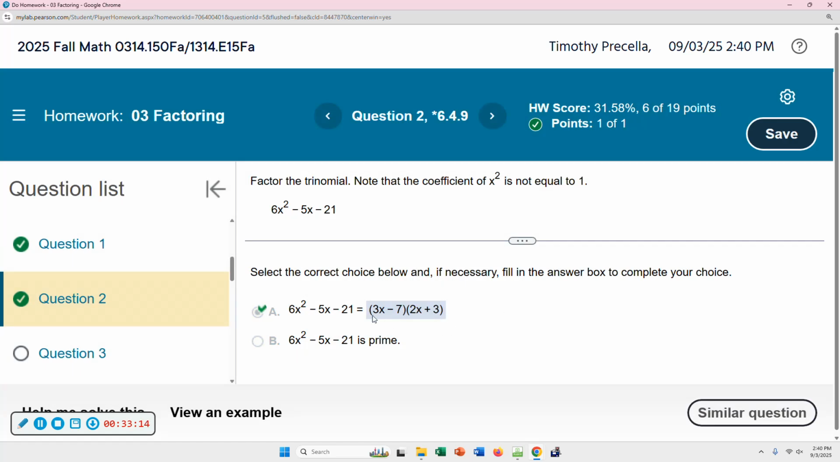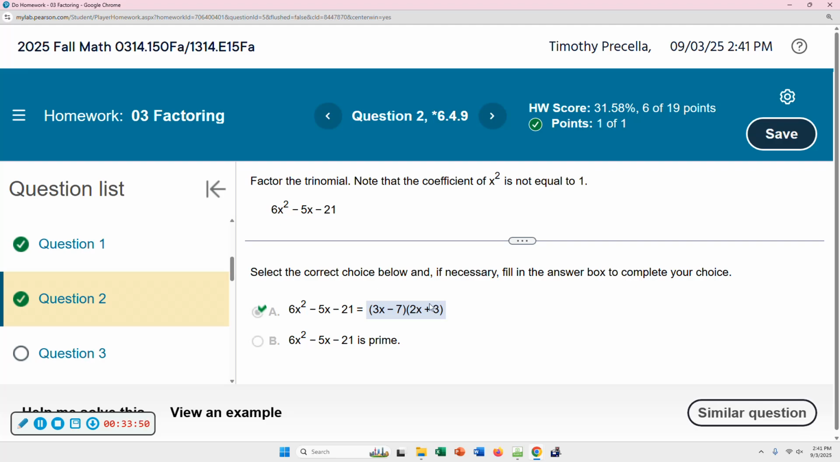And notice they gave it to me correct. Some terminology. A prime number is a number that can only be written as a product of one and itself. A prime polynomial is one that can't be written as a product other than one and itself. So if a trinomial is prime, you cannot factor it. And once again, the terminology, trinomial means you have how many terms? 3.